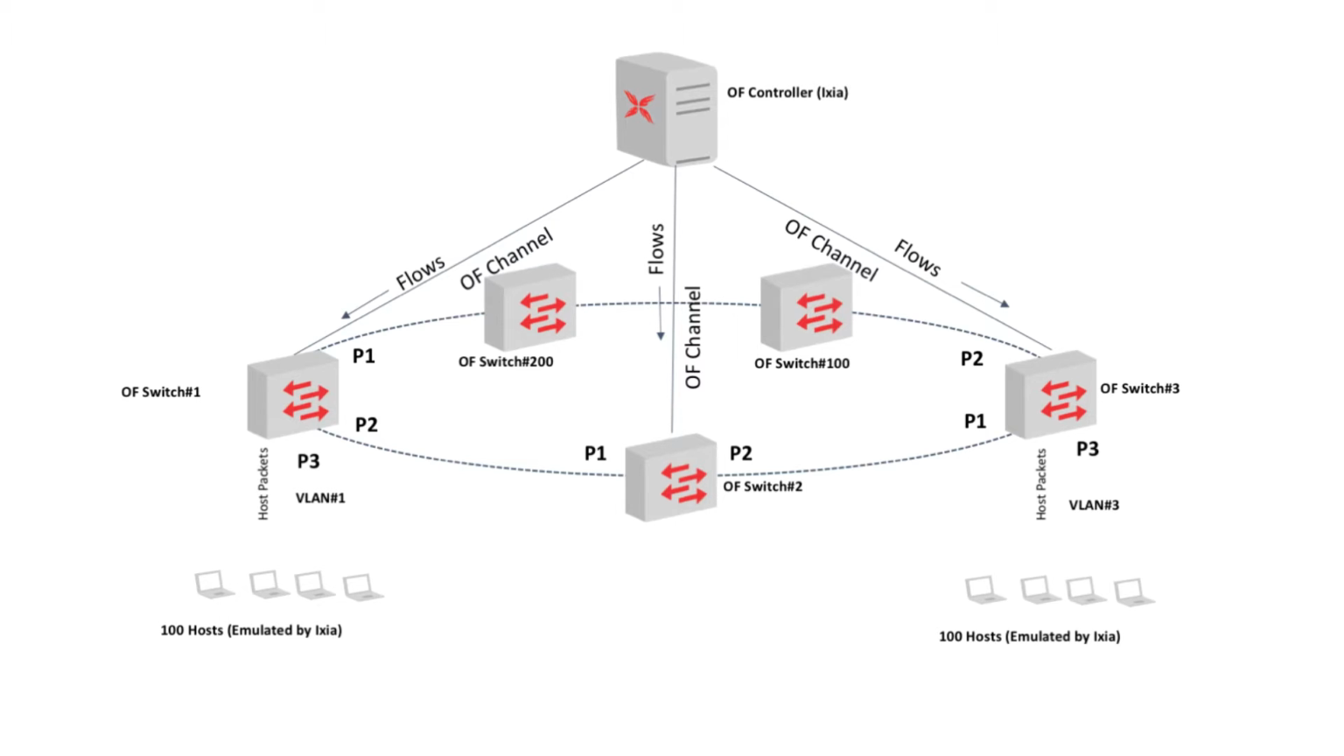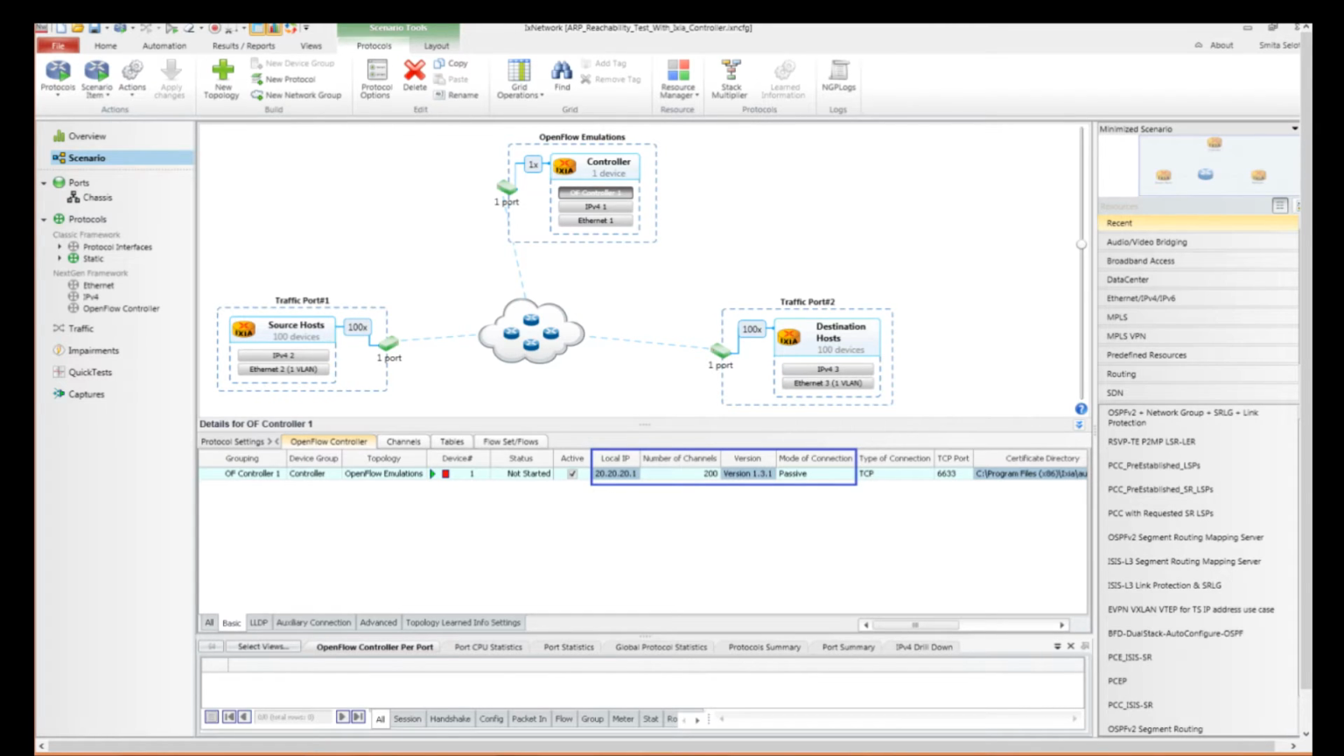In this demo, using the IxNetwork OpenFlow controller emulation, we will show how to measure OpenFlow switch flow handling capacity by sending a large number of flows, and how to validate the forwarding speed of OpenFlow switches using Ixia traffic capabilities. To start with, one Ixia OpenFlow controller is configured in the scenario.